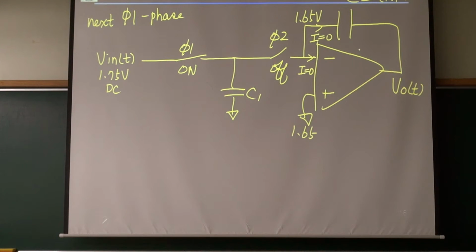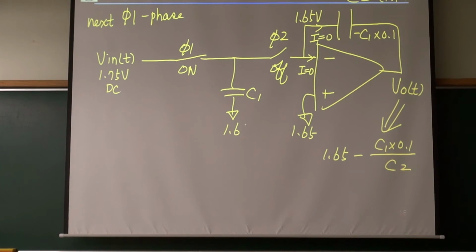So this Q2 charge doesn't change. This Q2 charge was C1 times 0.1 volt, right? So my VOT remains at this voltage, 1.65 minus C1 times 0.1 divided by C2, okay? My VOT is a constant during this I1 phase. And this C1 will be charged again to this charge. The charge is 0.1 times C1, that's the Q1 charge, right?